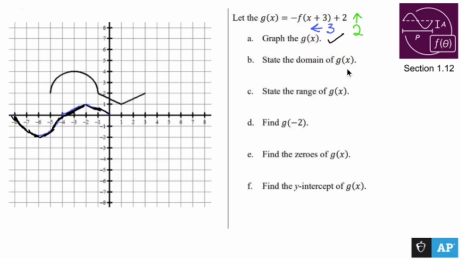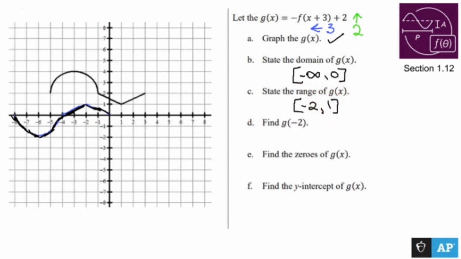State the domain of g of x. Well, g of x is going to be everything from negative 8 all the way to 0, and including. So we'll say negative 8 to 0, and including. State the range of g of x. It goes as low as negative 2 and peaks out at 1, and including. So we'll go from negative 2 to positive 1.